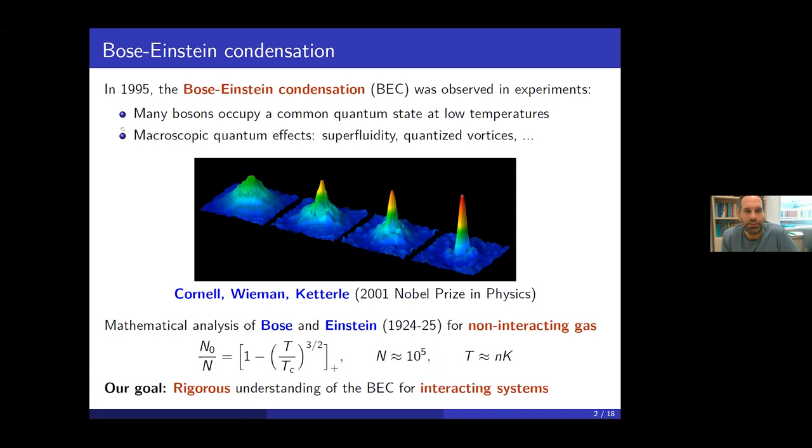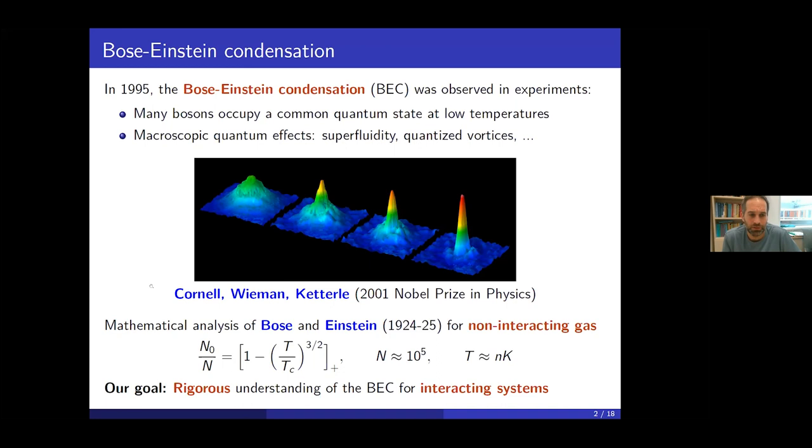Okay, and also Bose-Einstein condensation is interesting because of many issues, but it's also believed that it's related to superfluidity. There are also other macroscopic quantum effects that are related to BEC, like the quantization of vortices, et cetera, et cetera.